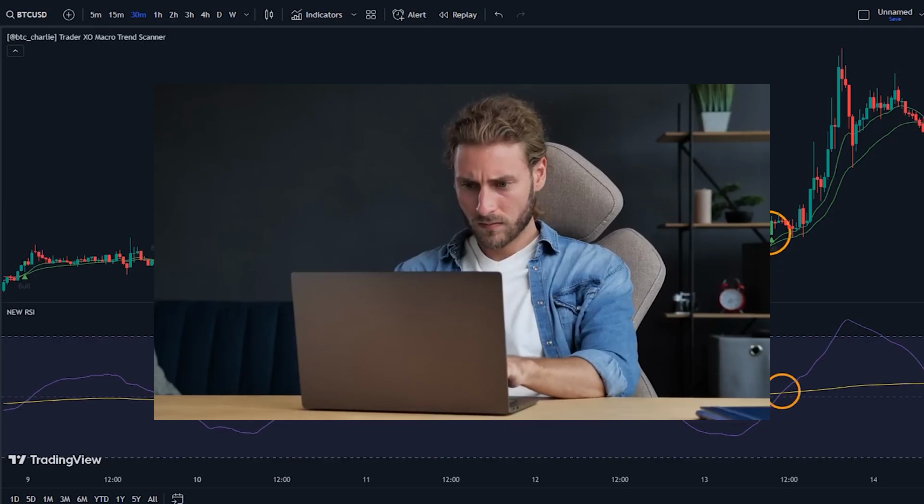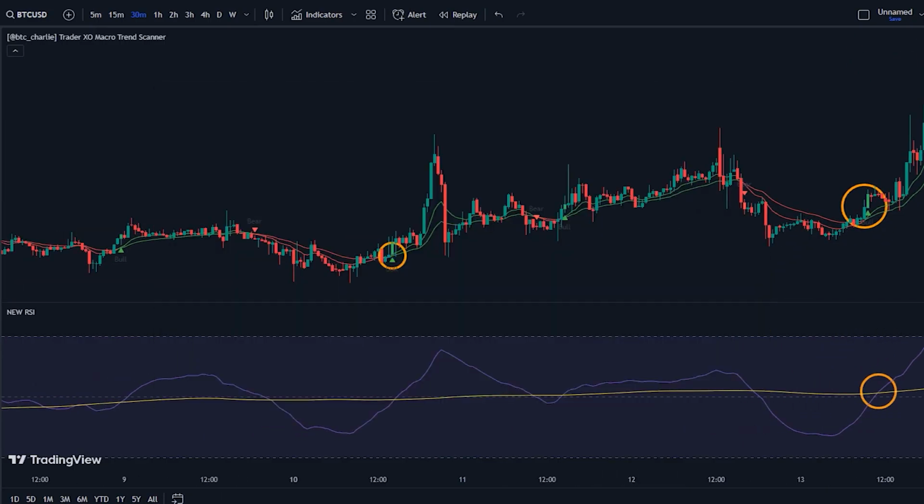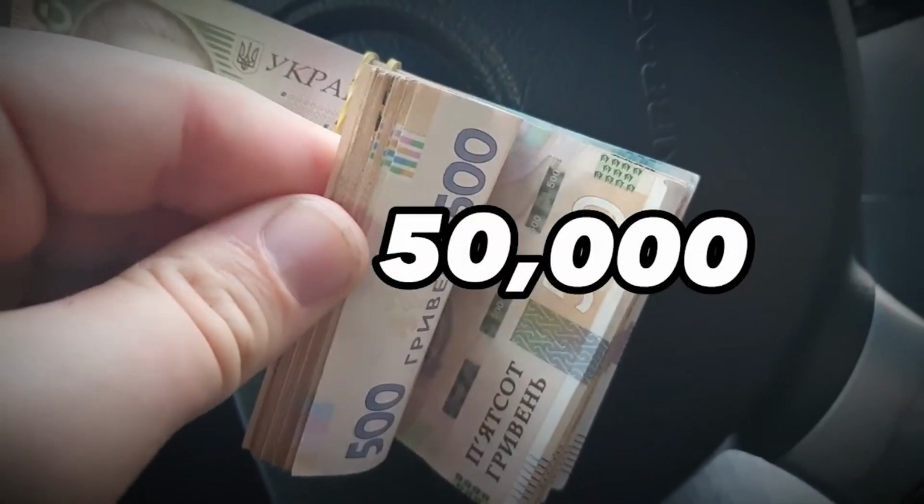Before using this strategy, make sure to do some backtesting first. Hope you can make big profits using this strategy.